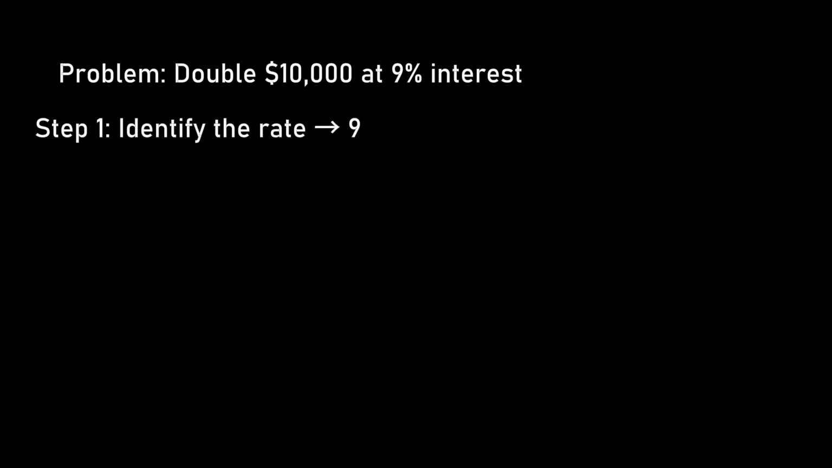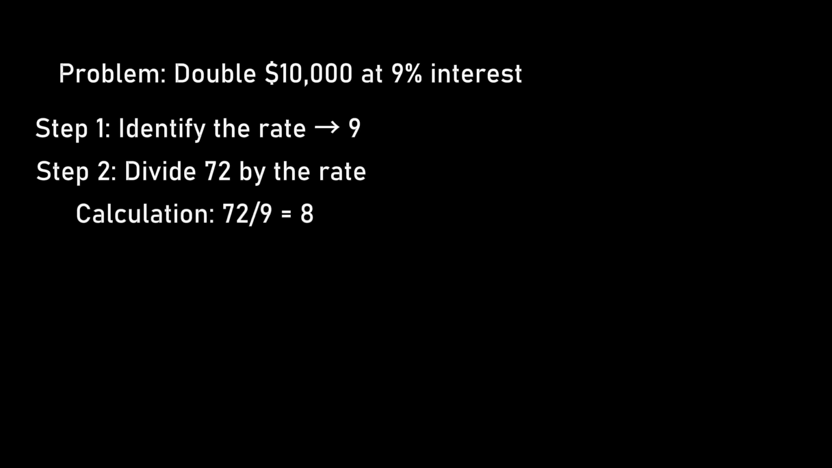Let's apply this to a real-world scenario. Imagine you have $10,000 and you want to know how long it will take to grow to $20,000 if you earn a 9% annual return. First, we identify the interest rate, which is 9. Then we divide 72 by that rate. Using our rule, we divide 72 by 9. It would take approximately 8 years.